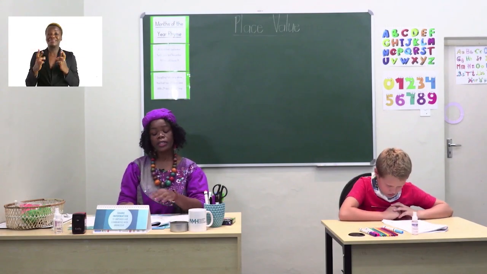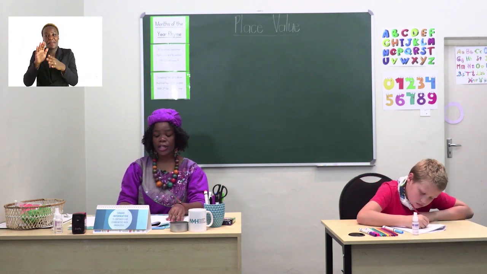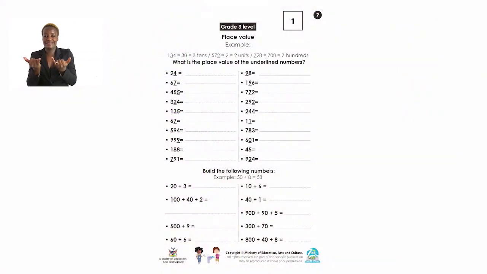I hope you've enjoyed our previous lesson regarding comparisons. Now turn to page 7. On grade 3 level, we will look at the place values. But what are place values? Place value is the position of a digit in a number. Each position tells us its value.